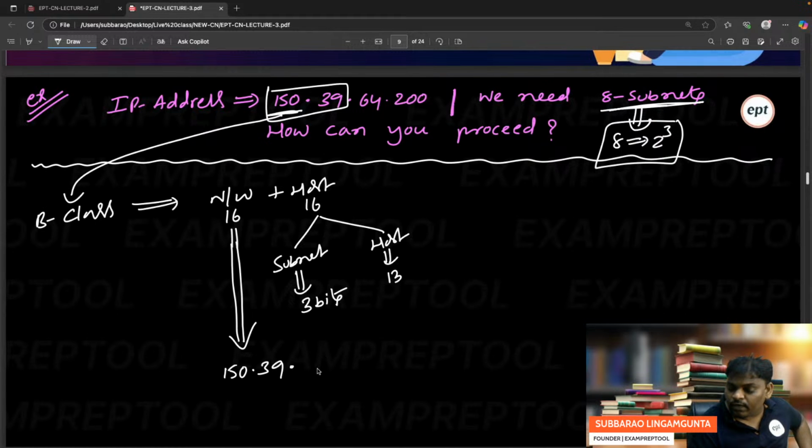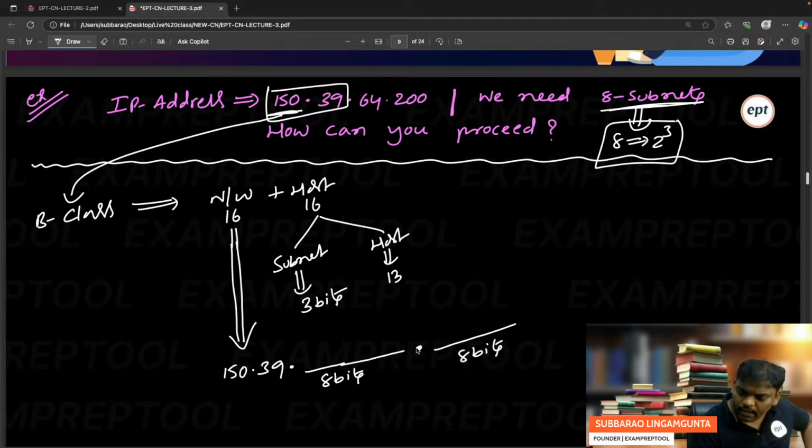But remember everyone, be careful. The remaining 16 bits, 8 bits and 8 bits. But remember, in the first 8 bits, 3 bits are for the subnets. So remaining here is 5 bits. But this other one, no change, 8 bits.